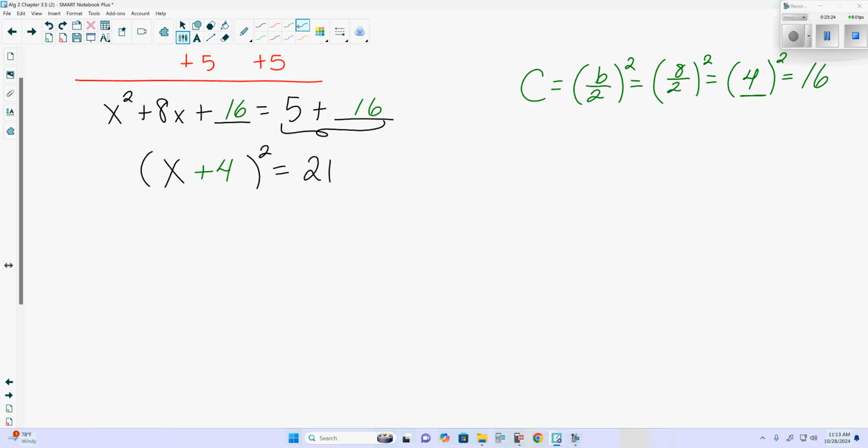Questions on how we got to x plus 4 squared equals 21? Understanding where we're at? Just kind of processing, thinking about it, yes? So we feel good getting here, yes? Now we square root both sides. And the nice thing is the left-hand side, the square root and square cancel.